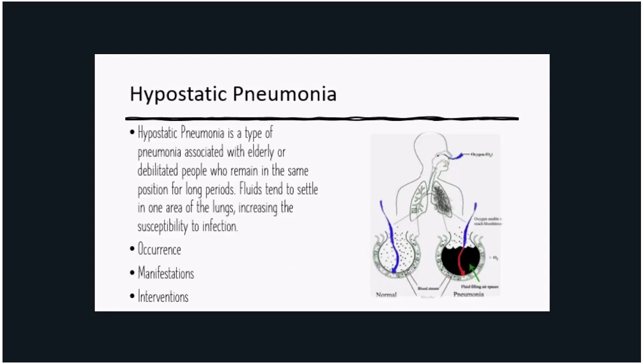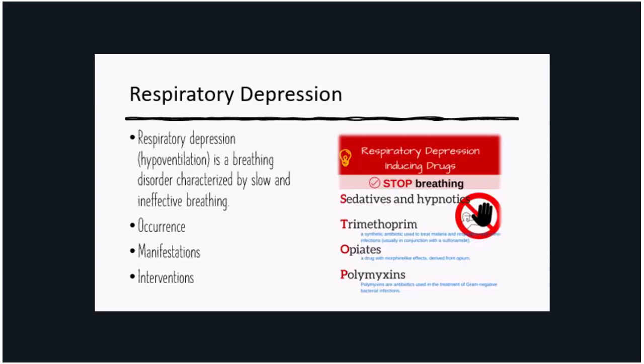The manifestations of hypostatic pneumonia are the patient has a fever or they're febrile, tachycardia, tachypnea, crackles, and bronchi. Okay, so the interventions that we would implement would be use of the incentive spirometer, turning, coughing, and deep breathing every 2 hours, early ambulation, hydration, and mucolytics. And mucolytics are designed to decrease the amount of secretions.